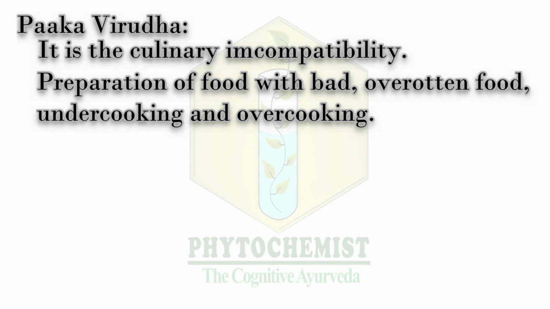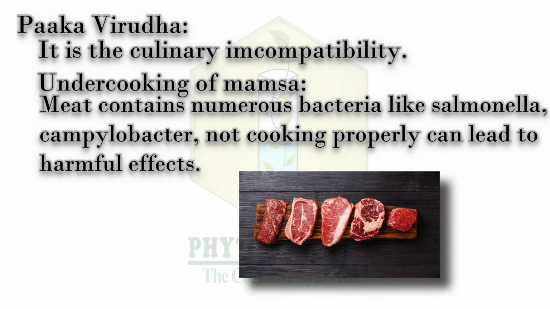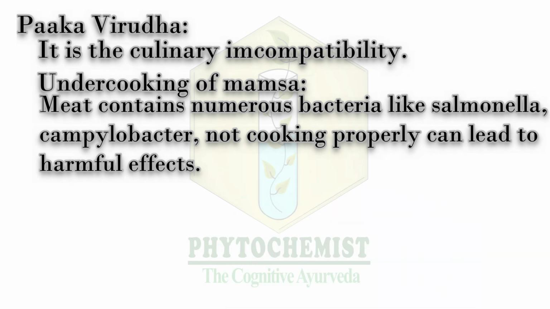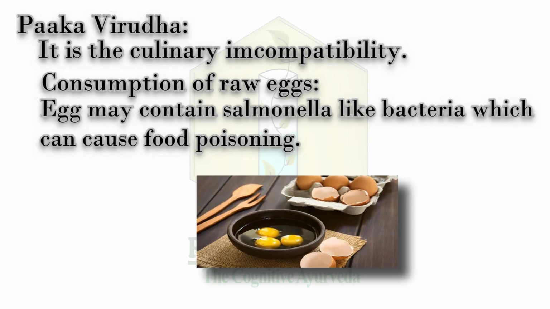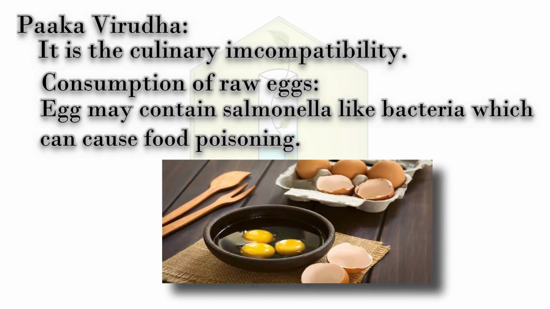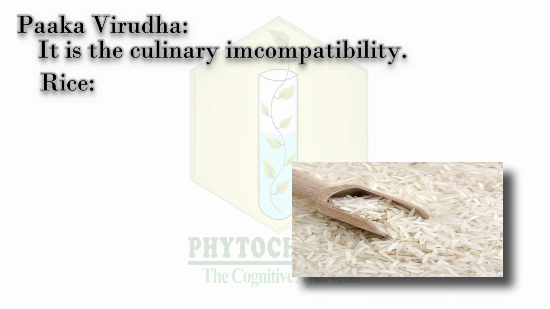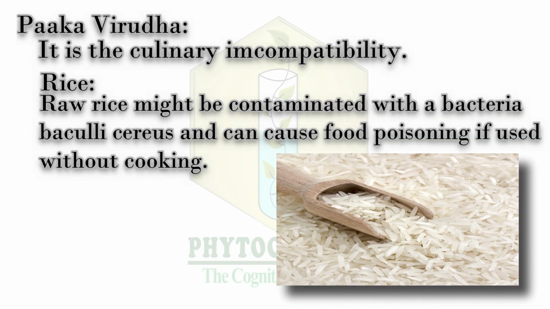Some of the examples are undercooking of mamsa or meat. Mamsa or meat contains numerous disease-causing bacteria like Campylobacter and Salmonella. If appropriate cooking is not done, then these bacteria will not be neutralized and will cause harmful effects on our body. Consumption of raw eggs. Nowadays, the consumption of uncooked eggs is quite common. The egg may contain bacteria like Salmonella which can cause food poisoning, so properly cook the eggs before eating. Rice. Raw rice might be contaminated with bacteria called Bacillus cereus and can cause food poisoning if used without cooking.